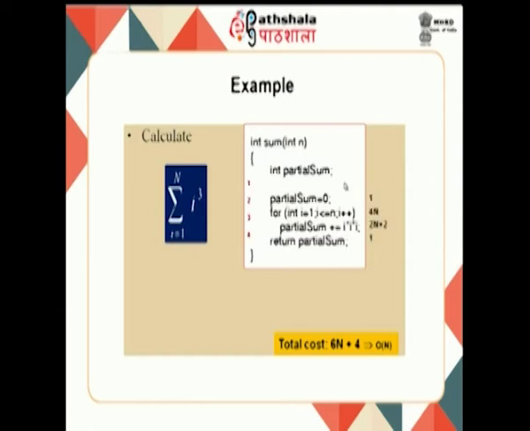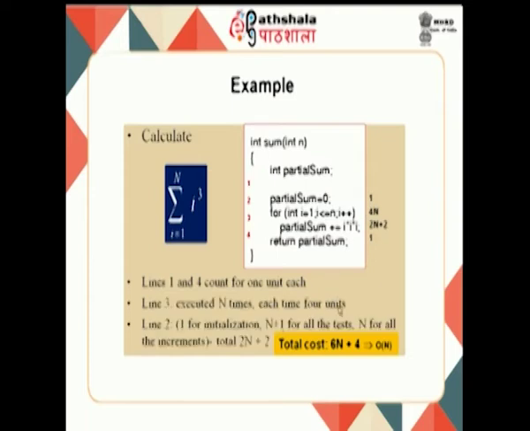Now, this first step takes 4n, this takes 2n plus 2, and this is 1. If you add all this, lines 1 and 4 cost 1 unit each. Line 3 is executed n times, each taking 4 units, and line 2 is the initialization. Normally for this part, the initialization and the increment also take time. So, the approximate cost is 6n plus 4. So, that is of the order of n. We are not bothered about the exact values.